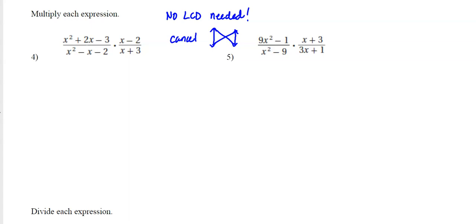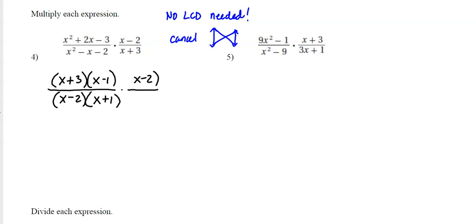So first step, let's factor this. So I'm going to get an x plus 3 and x minus 1 on top of, down there looks like an x minus 2 and an x plus 1. So nothing's canceling yet. But then I'm going to multiply by an x minus 2 over an x plus 3. And now I can get some canceling going on. The x minus 2's and x plus 3's cancel, and I'm simply left with this expression right here in the middle.